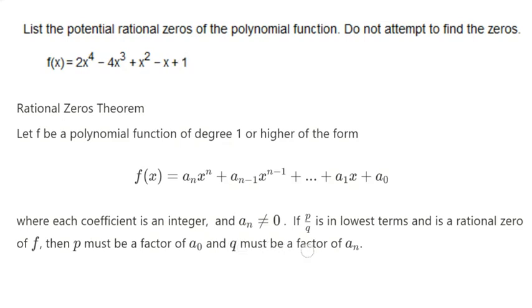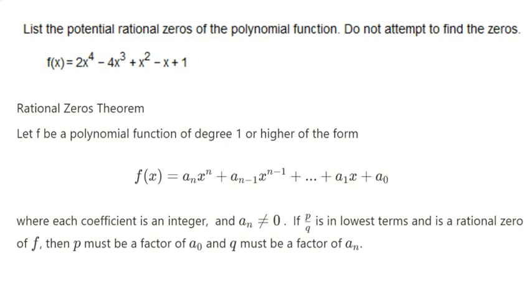Q must be a factor of a sub n, which is the coefficient of our leading term. For this function it is 2. So we can form the potential rational zeros by finding the factors of p and finding the factors of q and forming this rational expression from those factors. So let's first find out what the factors of p and q are.